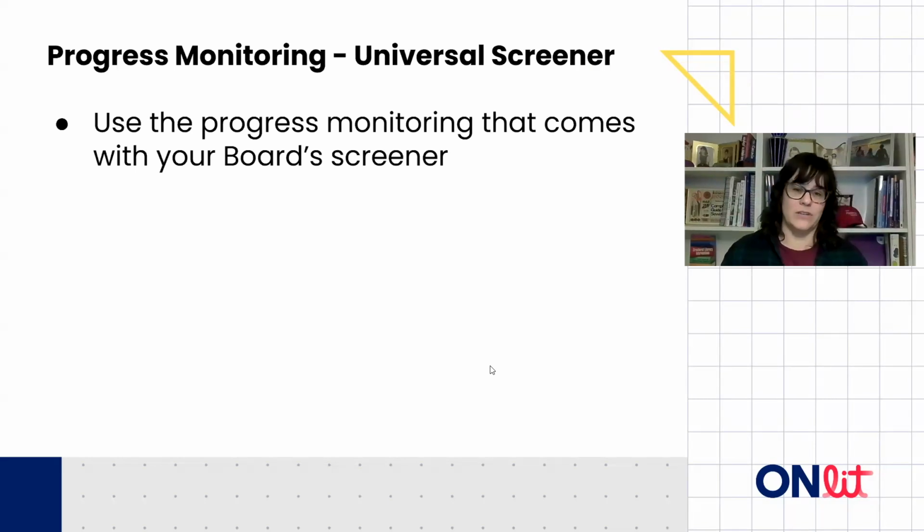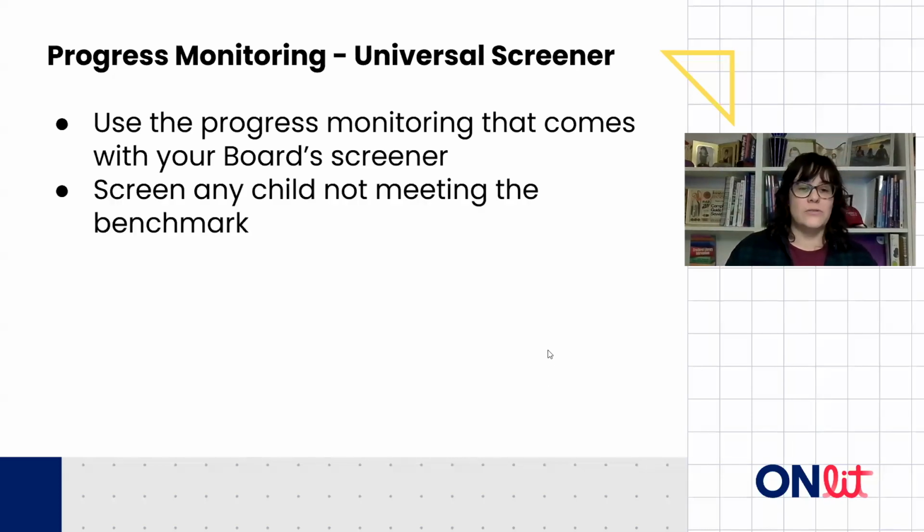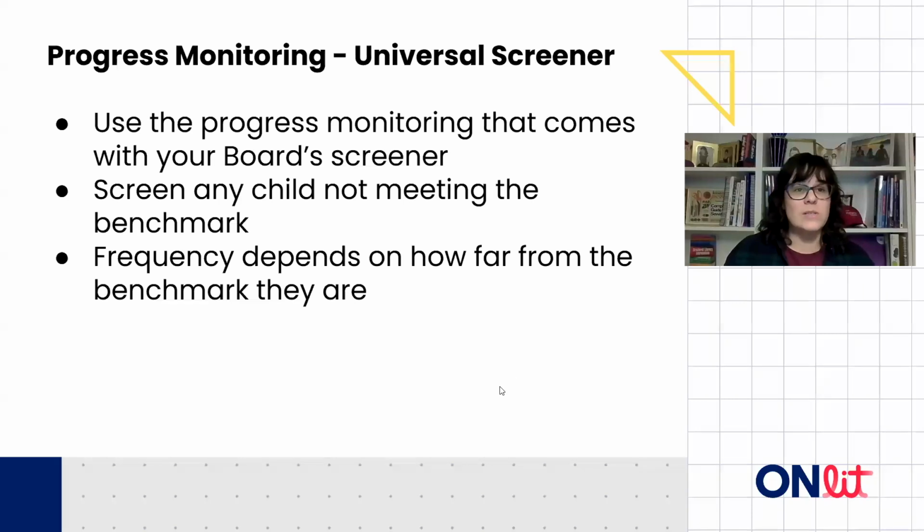Again, if you want support in learning how to use that, then those cat chats, those data drop-ins would be a great place to come, and we could support you through that. You want to screen any child who didn't meet the benchmark, right? So even if they overall had the benchmark, if you look at their individual subtests and they didn't quite meet the benchmark, it would be a good idea to progress monitor those students on a somewhat frequent basis. The frequency will depend on how far from the benchmark they are. So the further away from the benchmark, the more frequently that you want to check in.